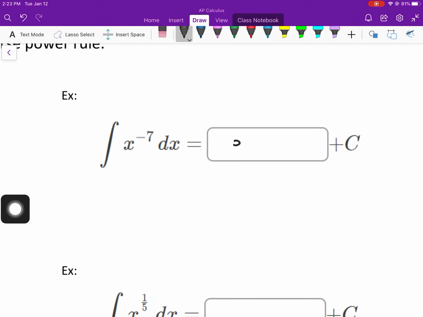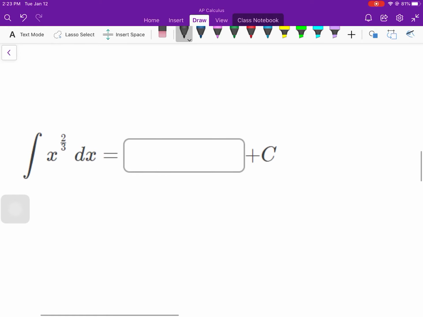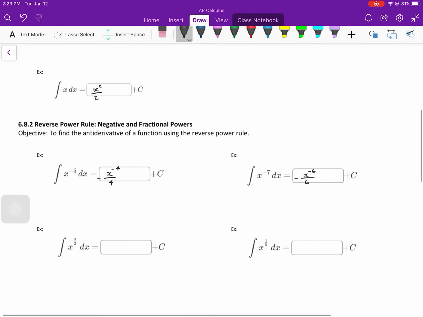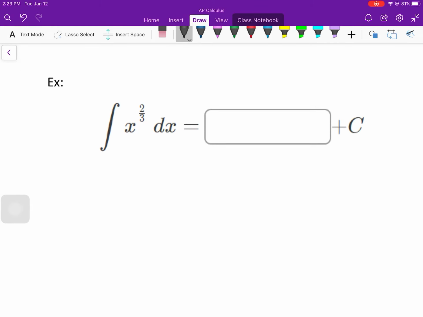This one, pretty simple. Get x to the negative 6 divided by negative 6. I'll put that negative out in the front, though. So let's talk about fractional powers. Be careful with this. Did I make the mistake? No, I didn't. I added 1. You see, even right now, I'm thinking like, man, did I make that mistake? Okay, we're adding 1 to the exponent.